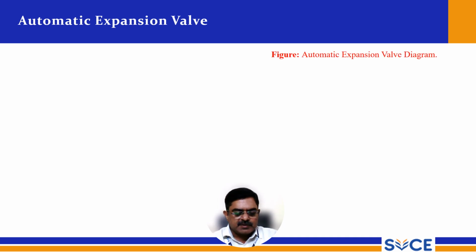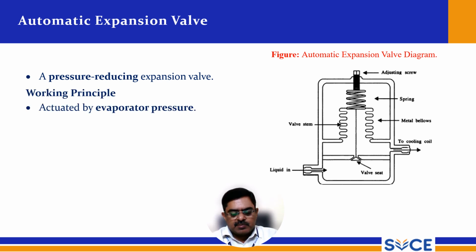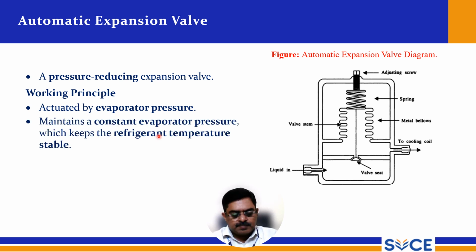So automatic expansion valve. We can have an automatic expansion valve also. So this is the diagram. This is the automatic expansion valve, and here a pressure reducing expansion valve. The working principle is very simple. It is actuated by evaporator pressure itself. So evaporator pressure is acting on this. That's how it acts automatically, and maintains a constant evaporator pressure which keeps the refrigerant temperature stable.